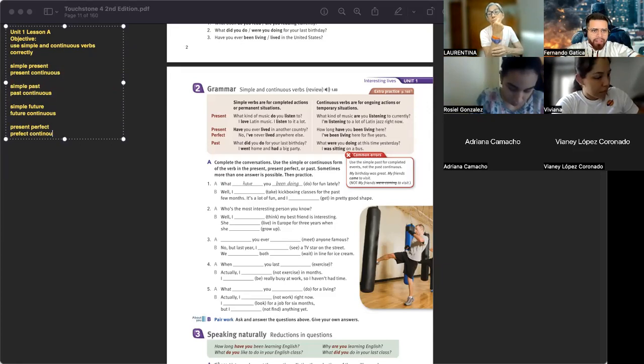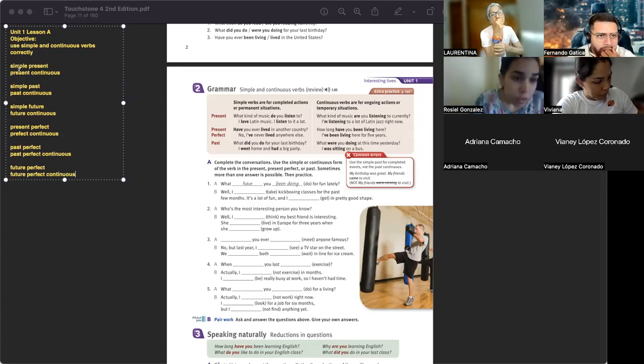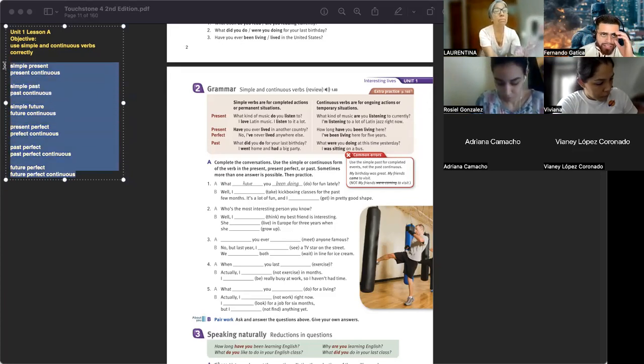Obviously, we have not practiced everything yet, but it's good to know. The past perfect and the past perfect continuous. And you have the future perfect and the future perfect continuous. Is that 12? 1, 2, 3. Yeah, that's 12. Okay, these are the 12 times in English. Now, this is not including the modal verbs like can, could, may, might. These are like the 12 base times in English.